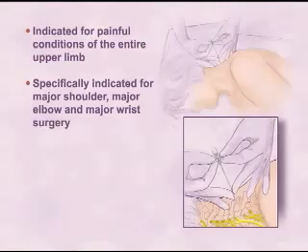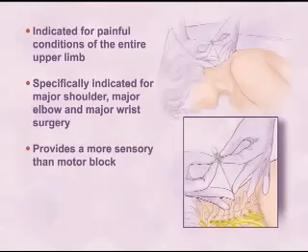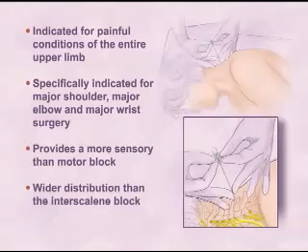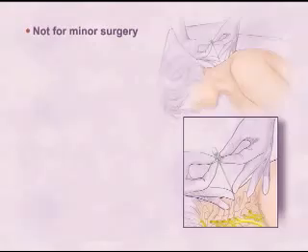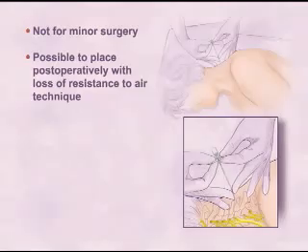It is specifically indicated for major shoulder, major elbow, and major wrist surgery, and it provides a more sensory than motor block and has a wider distribution than the interscalene block because this block is performed at the root level of the brachial plexus. It should not be done for minor surgery and relatively painless conditions. It is possible to place the cervical paravertebral block postoperatively with the loss of resistance to air technique without nerve stimulation.